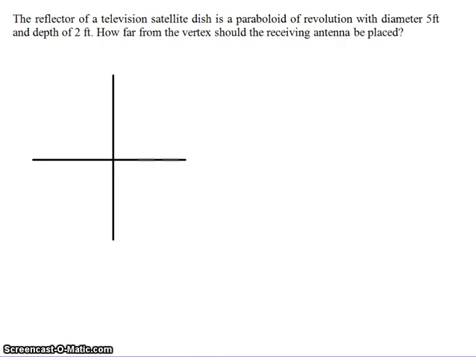The reflector of a television satellite dish is a paraboloid of revolution with diameter 5 feet and depth 2 feet. How far from the vertex should the receiving antenna be placed? It should be placed at the focus. Let's go ahead and get a visual of what's going on here.